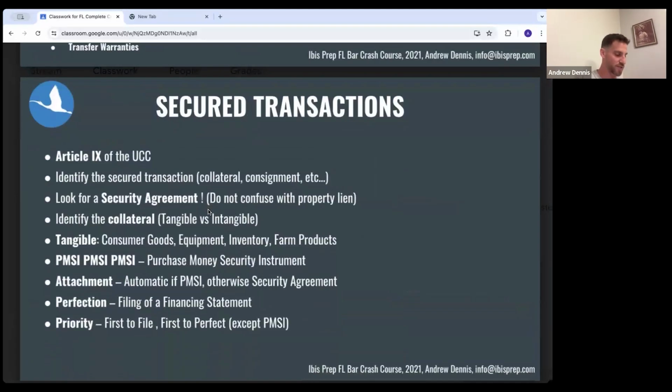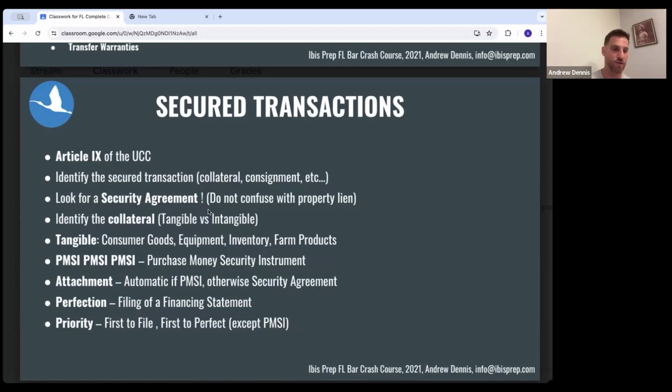So secured transactions are governed by Article 9 of the UCC. What are the key testable points when it comes to secured transactions? It would be the types of collateral, the concepts of attachment, perfection, and priority. And then the PMSI. So pretty much everything that's on here, these are just simple subjects that you can really master. People are so scared of commercial paper and secured transactions, but if you just understand the basics of them, you'll do just fine. So secured transactions is Article 9 of the UCC.